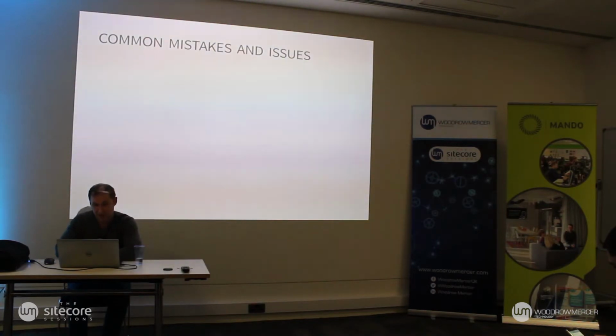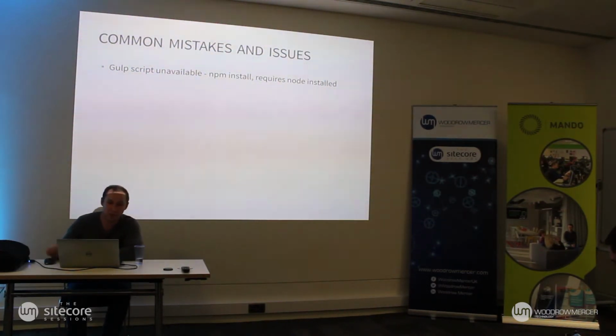Nice trick. So, common mistakes and issues. What can go wrong while working with Sitecore? Very simple, very obvious: the Gulp script becomes unavailable. Just do npm install, of course if you have Node already installed. If not, you know how to use Chocolatey to install Node, and then do npm install. That will run and install all the required modules that are referenced.